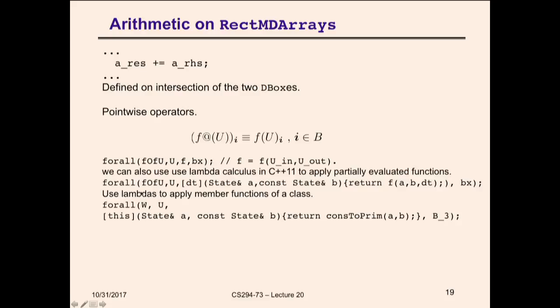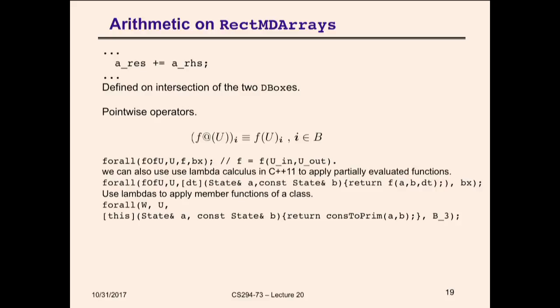Now, the other thing is that for a lot of applications, you want to be able to do this. You may have functions that, for example, take an array as input, produce an array as output, but you also have parameters that are independent of the array. For example, time step is a common one that is just a fixed number.